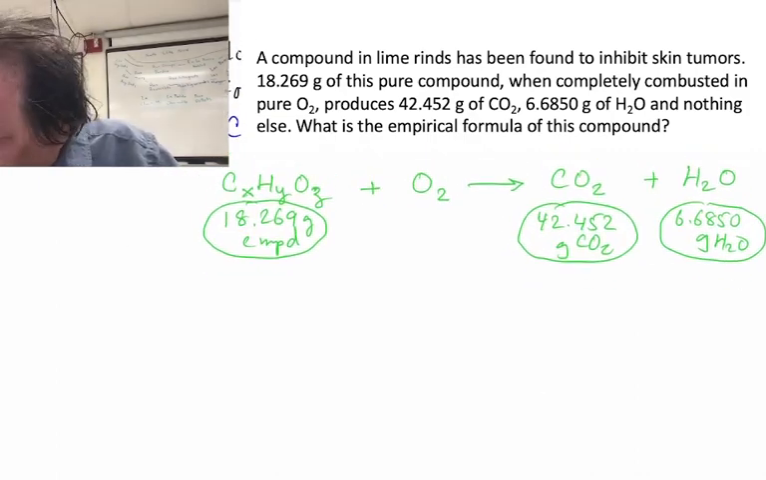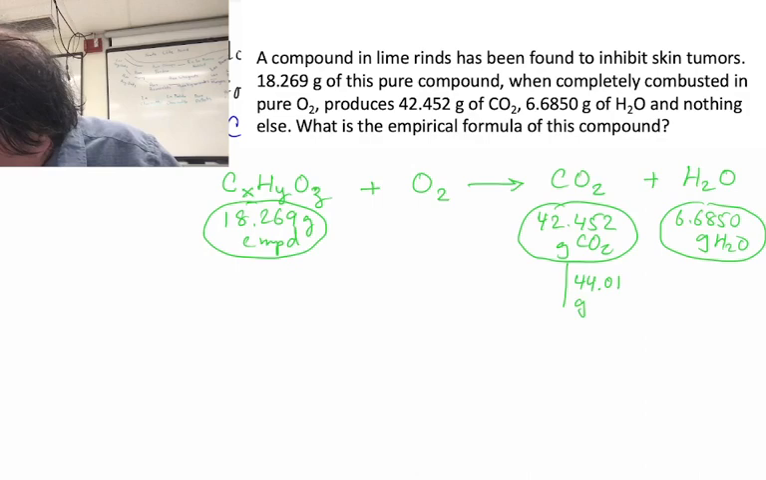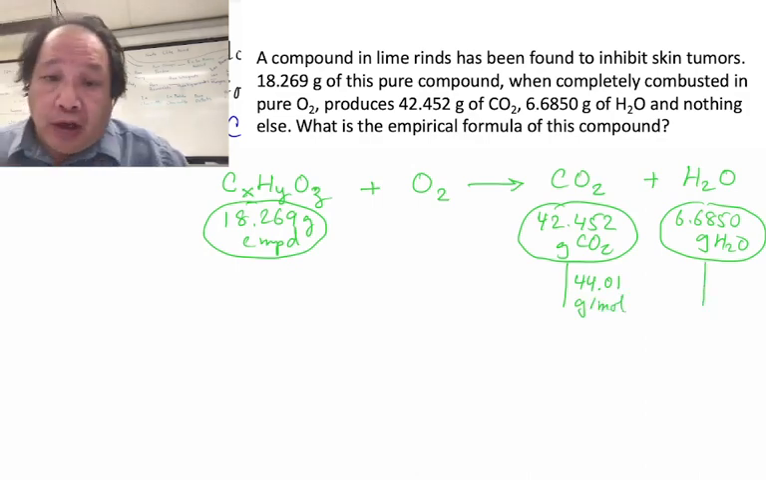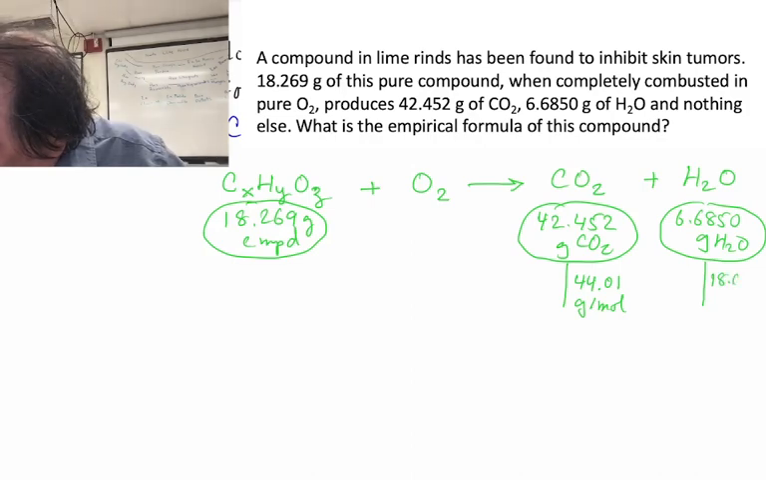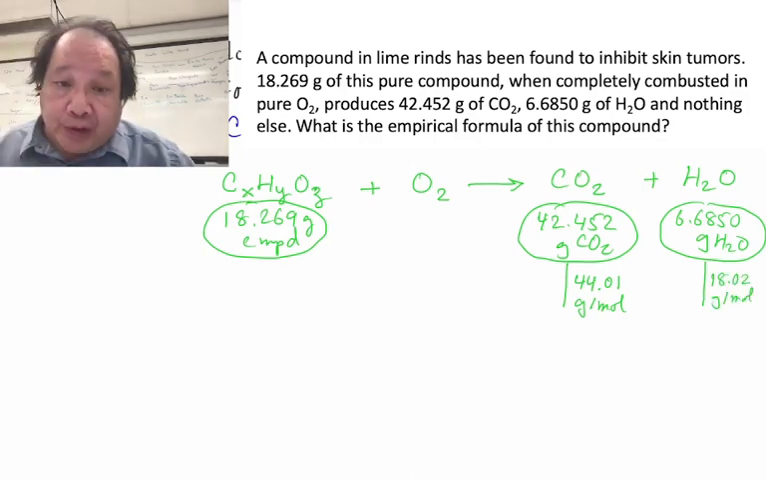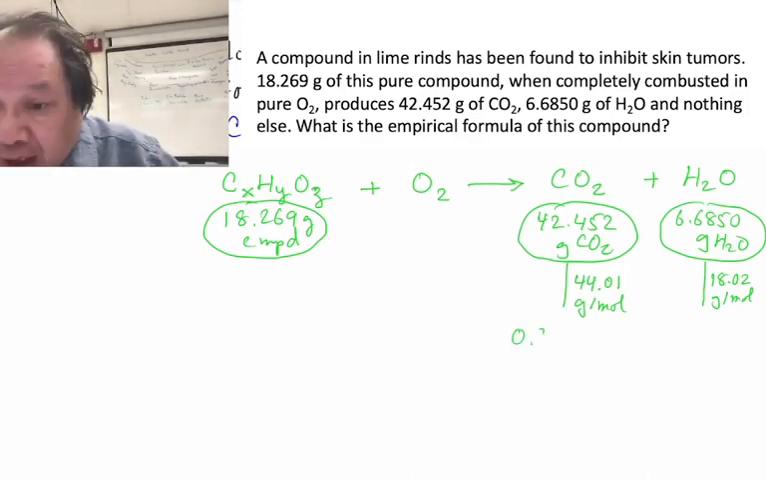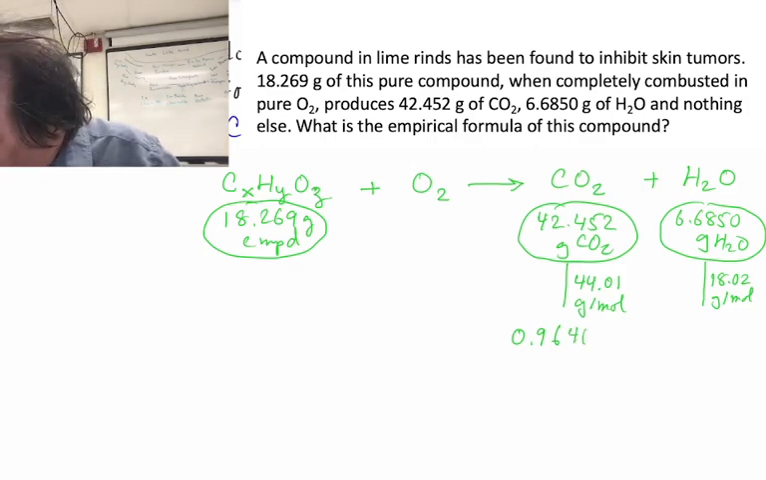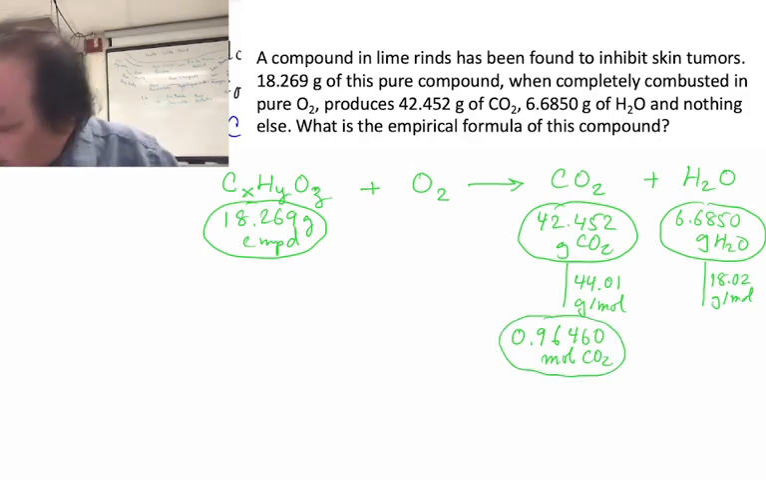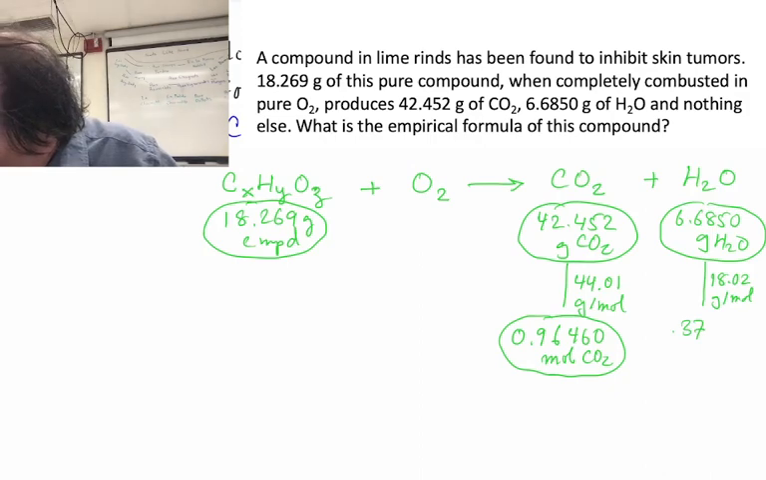So we know that the molecular mass of CO2 is 44.01 grams per mole, and the molecular mass of water is 18.02 grams per mole. We know the number of grams, we know the molecular mass, we can convert that into moles. This is 0.96460 moles of CO2. And this is 0.37098 moles of H2O.